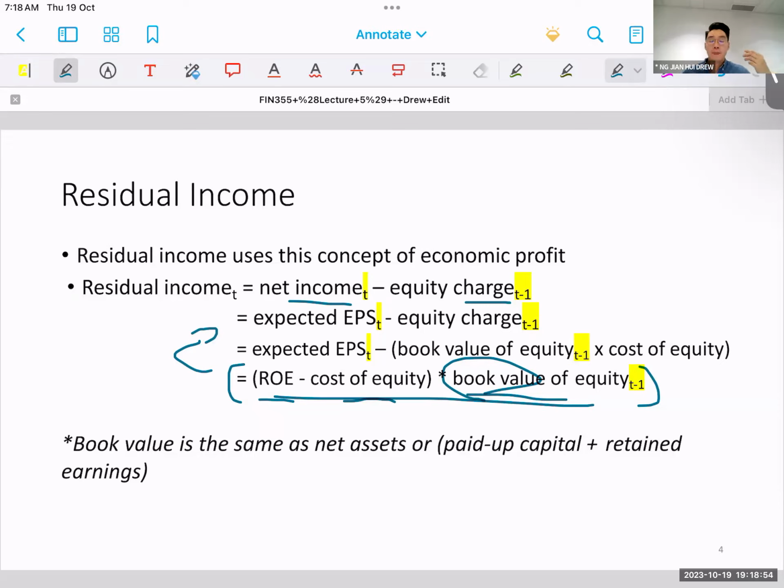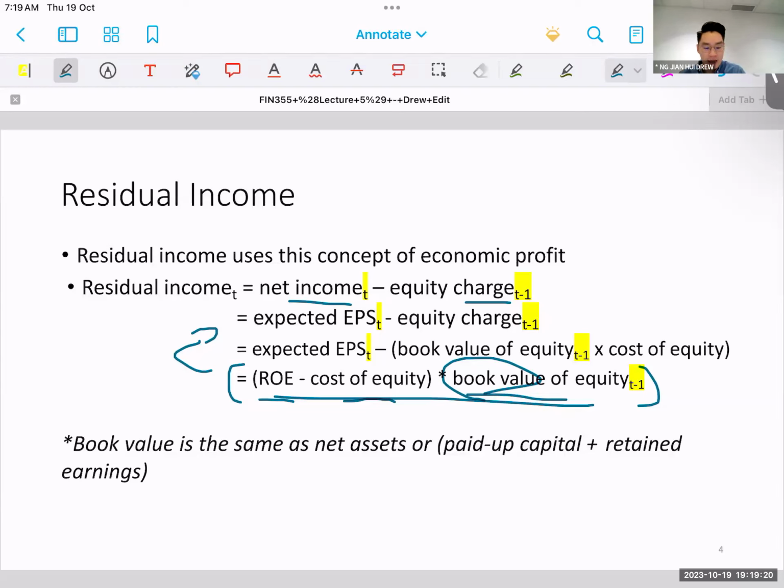Because it's always one period back, because it's called equity amount 1 year back: how much the money was being used by the company to invest and to generate income. That's why it's always one period back, T minus 1.